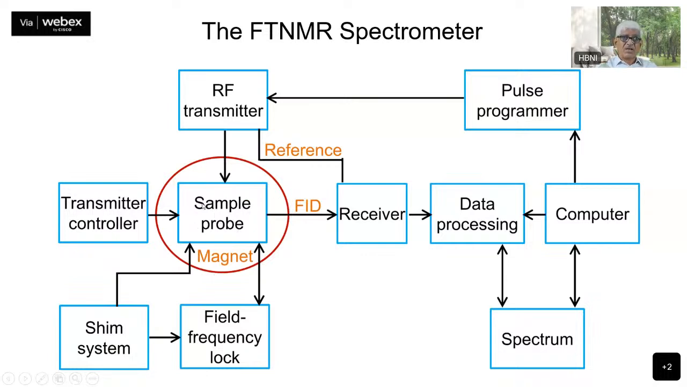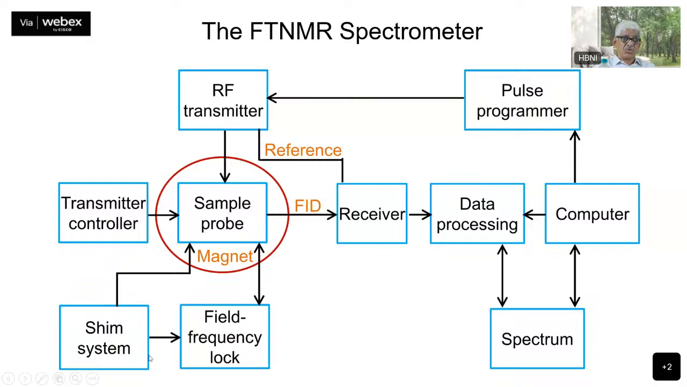Okay, after you get that magnetic field, then you have this field frequency lock to maintain that field constantly throughout your experiment. Therefore, the system will have to be kept locked. In order to do that, what frequency do you use? You cannot use your sample frequencies, because sample frequencies are what you want to measure. So you cannot play around with that.